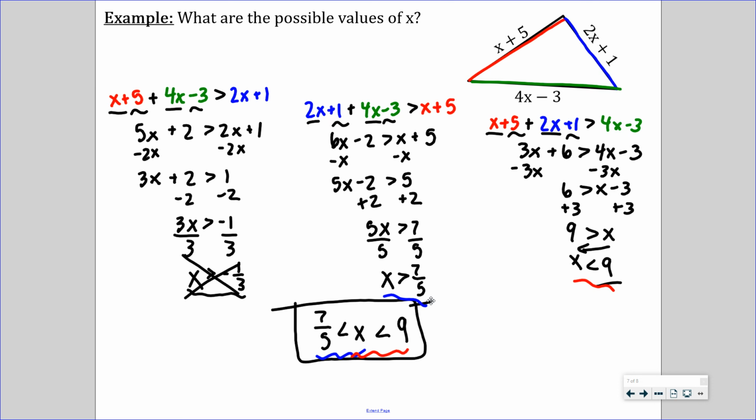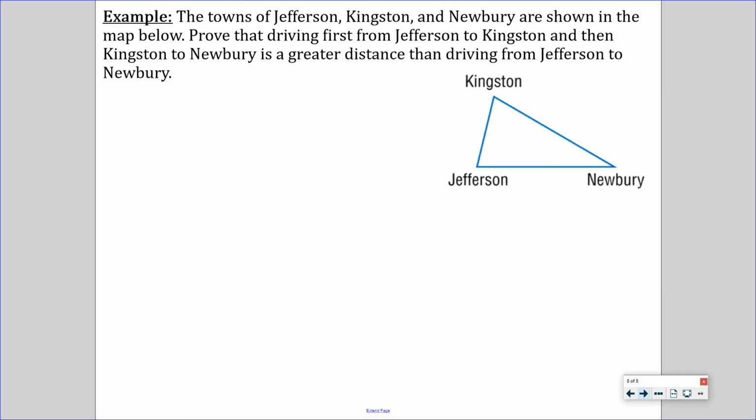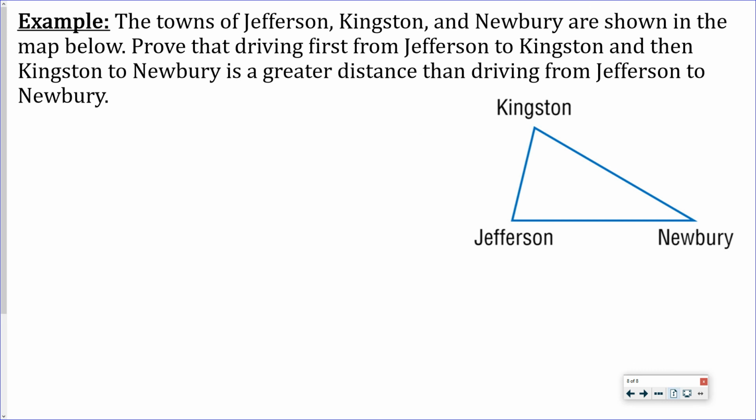Okay, I only have one more word problem to do, and then that's it. The towns of Jefferson, Kingston, and Newbury are shown in the map below. Prove, don't worry, we're not going to do a full-blown proof, that driving first from Jefferson to Kingston, and then from Kingston to Newbury, is a greater distance than just driving from Jefferson to Newbury. Okay, so I'm going to do here to here in red, here to here in blue. I need to show that that distance is greater than this distance.